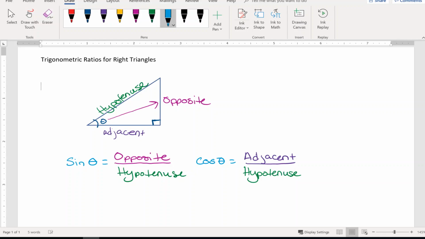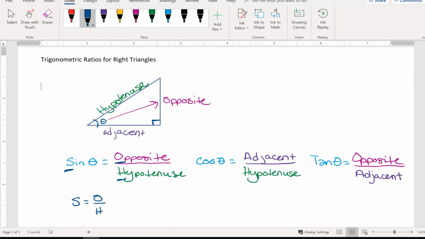And the last one is tan theta. And this is equal to the opposite side divided by the adjacent side. And now one way to remember these ratios is to look at the first letters. Here we have sine is opposite over hypotenuse. So sine is equal to opposite over hypotenuse.